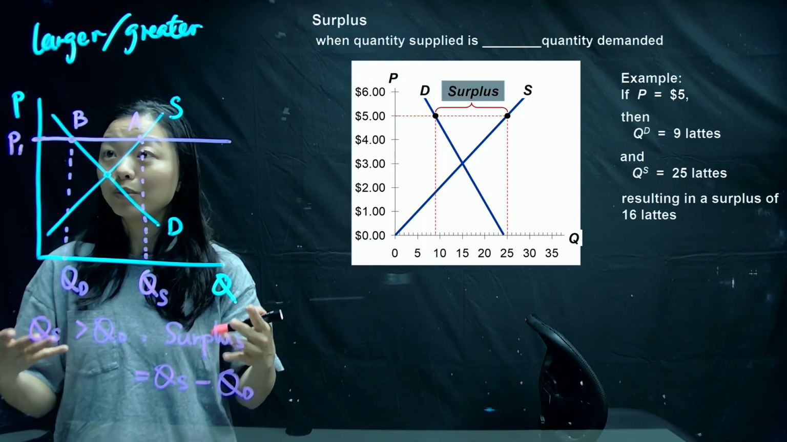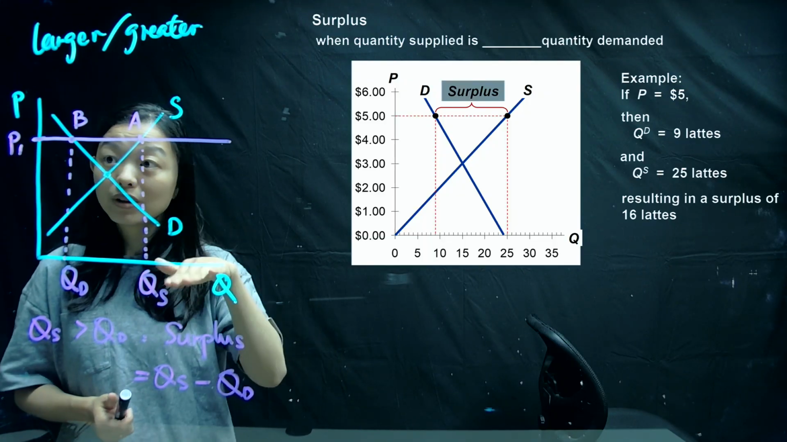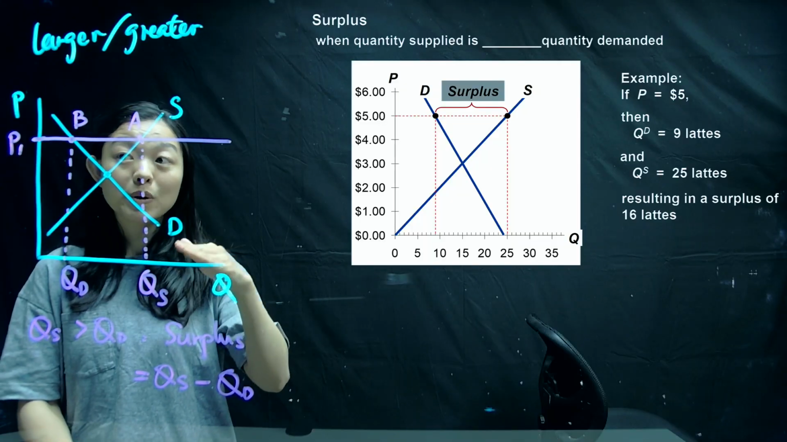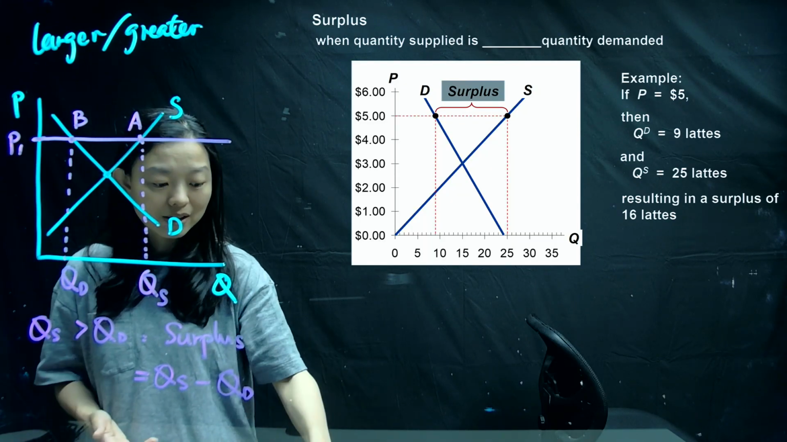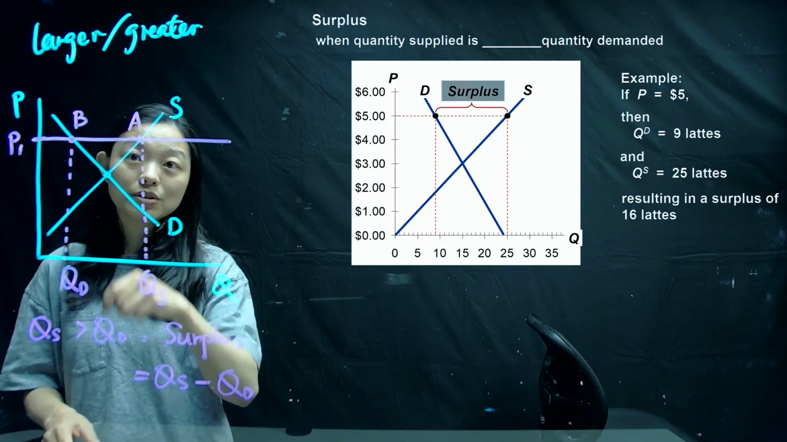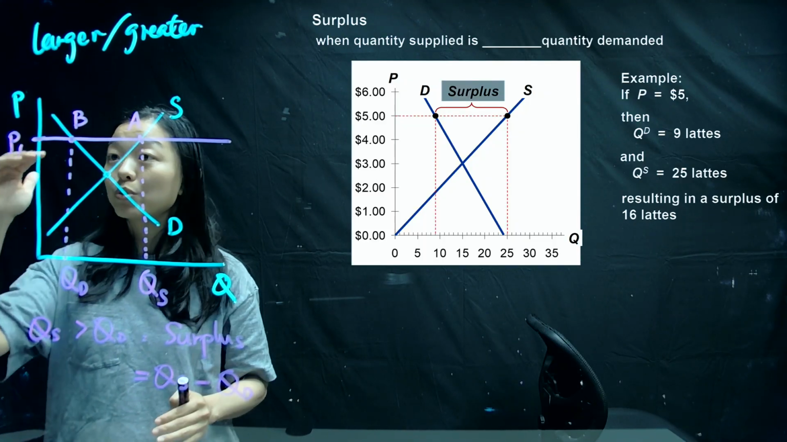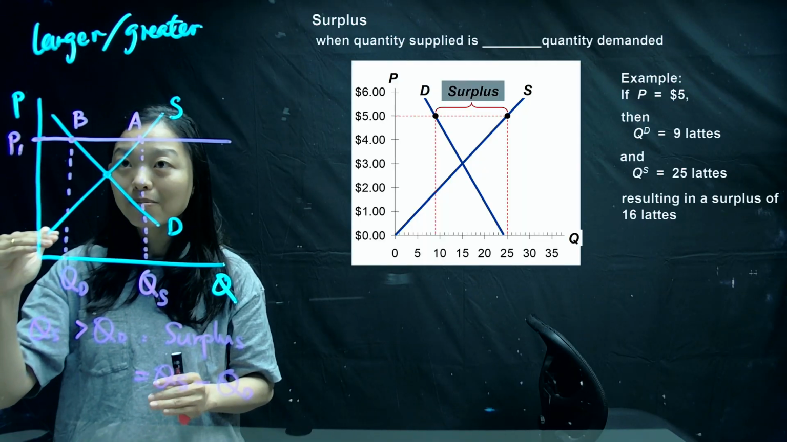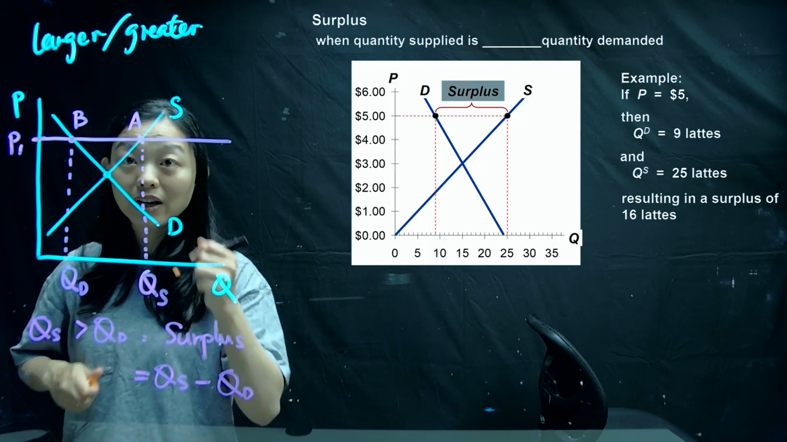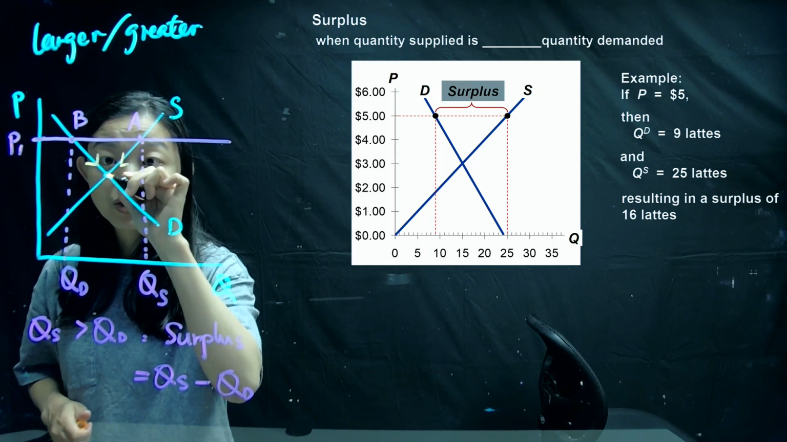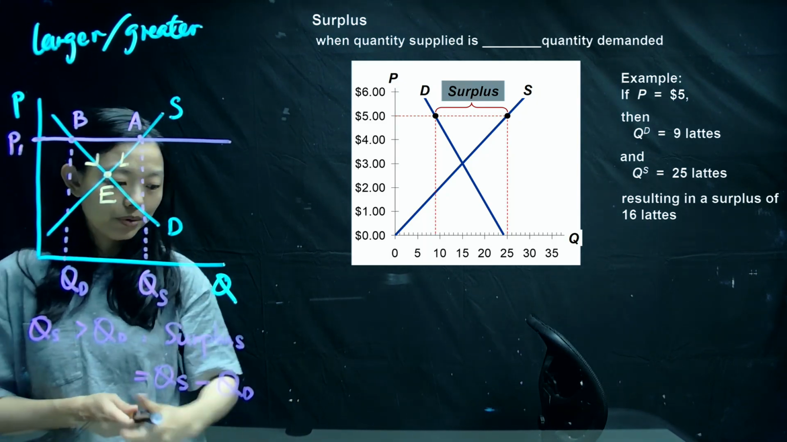They will try to sell their inventories, so the sellers will try to lower their price. And when the price becomes lower, it might motivate the buyers to buy the products. Therefore, in this case, the surplus will not be stable, because sellers will try to lower the price and buyers will buy more products until they reach the equilibrium point. I put an E here, which represents the equilibrium point.